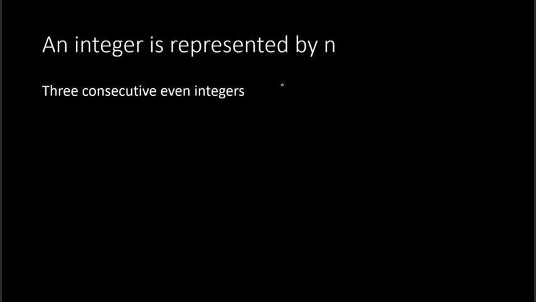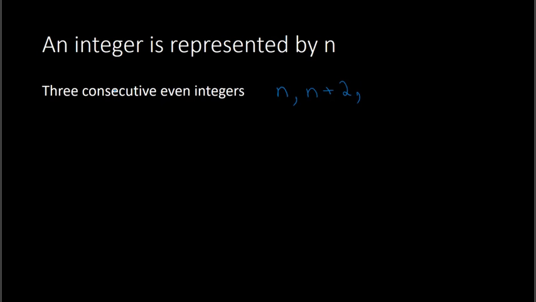So if we start with n as our first number, the next number that we would have can be found by adding 2 to that. Because let's say n were the number 16. The next even number would be 18, which is 2 more than 16. So whatever the first number is, we add 2 to get to the next even number.